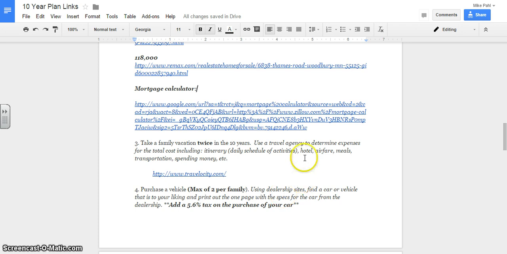When you use this, you're going to use the travel agency to determine the expenses for the total costs. You also can have an itinerary, which is like a daily schedule of activities, like hotel, airfare, meals, transportation, spending money. If I want to go down to Florida for a Miami Heat basketball game or go to Disneyland, that's something that I could do.